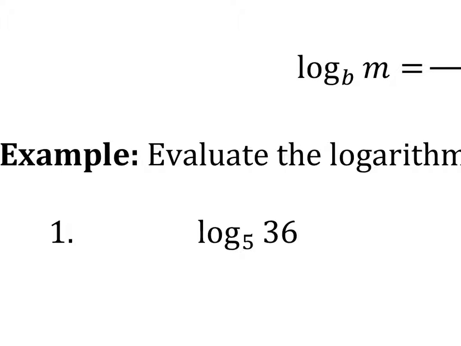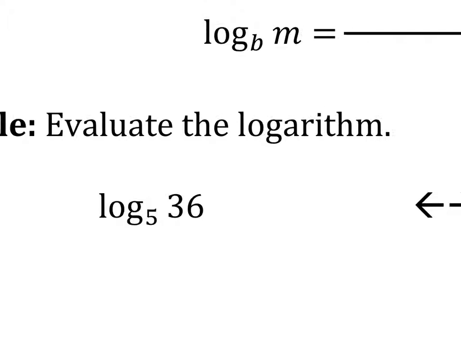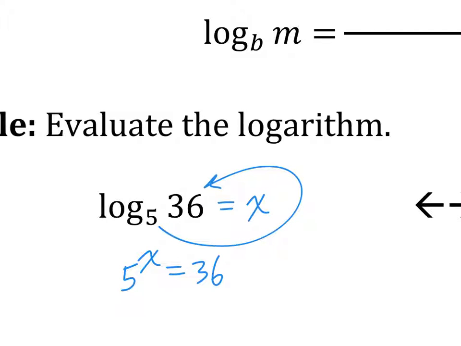Okay, so if we have to figure out what this number is, if we do the loop rule, we do 5 to the x is equal to 36. 5 to the what is 36? A little bigger than 2, a little smaller than 3. Right, so we don't know what that number is.